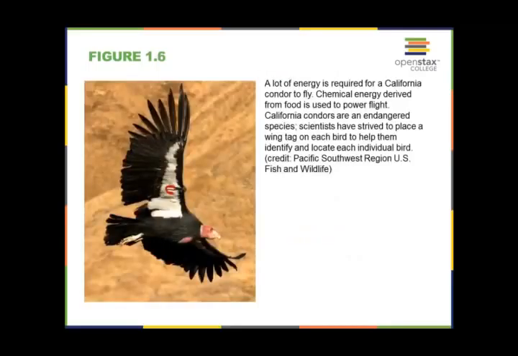And here is an example with a condor. This is an animal that's going to require the use of a lot of energy in order to be able to fly. They're going to derive that energy from chemicals that they get from food. And it's just an example of how different life forms use each of these processes.